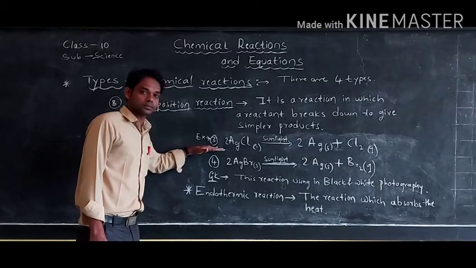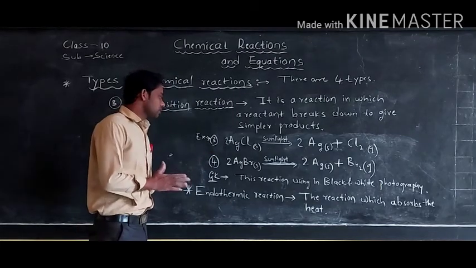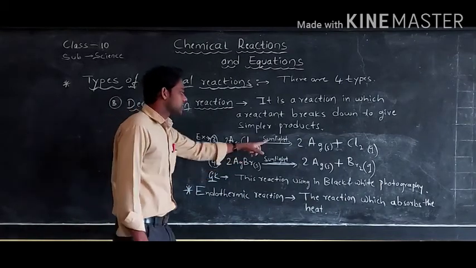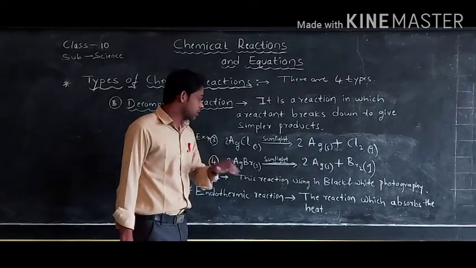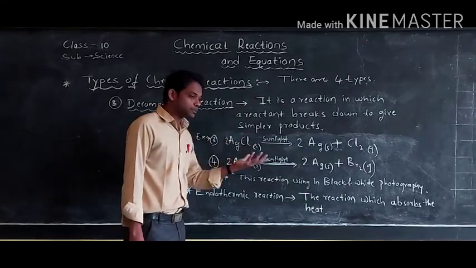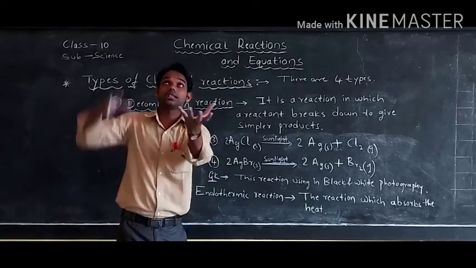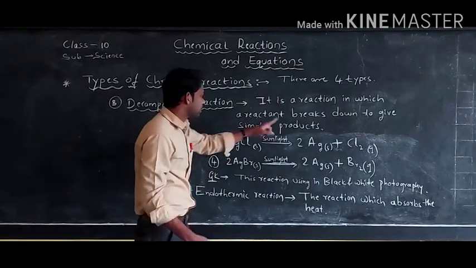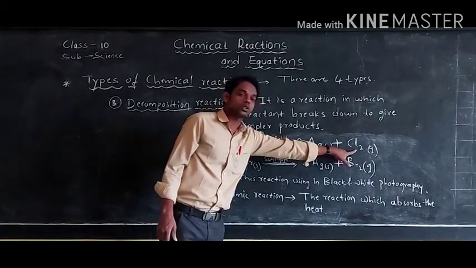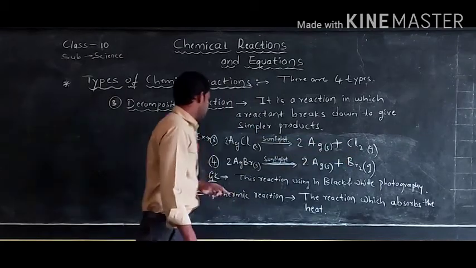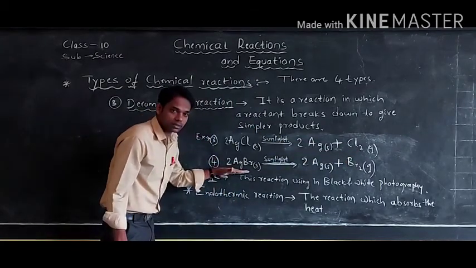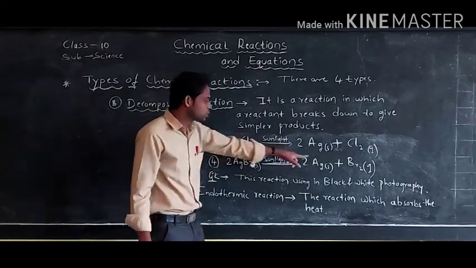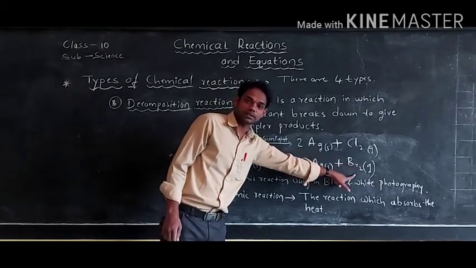Third example. When silver chloride, AgCl, reacts with sunlight, remember, I am not heating this silver chloride. When I keep it in the sunlight, it absorbs the sunlight and breaks up into silver and chlorine. Understood? Second one, silver bromide. This also reacts with sunlight. When it absorbs the sunlight, it breaks up into silver and bromine.